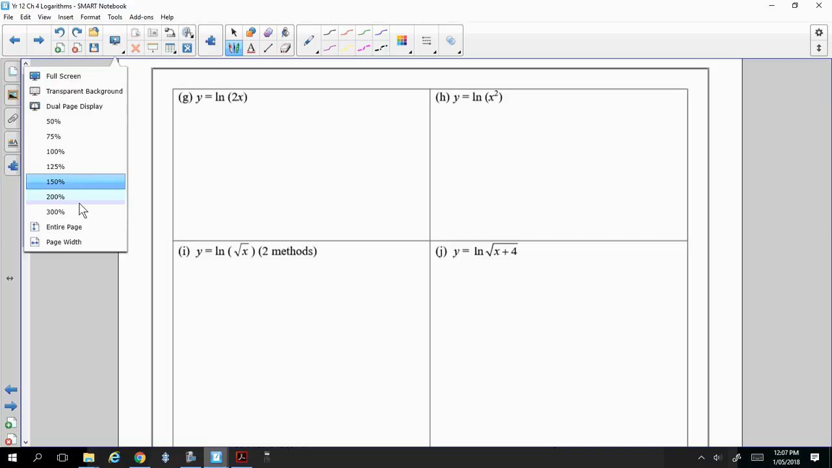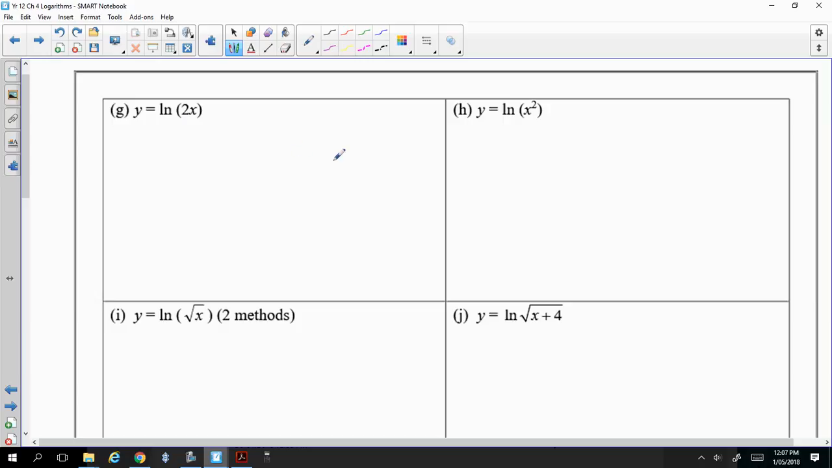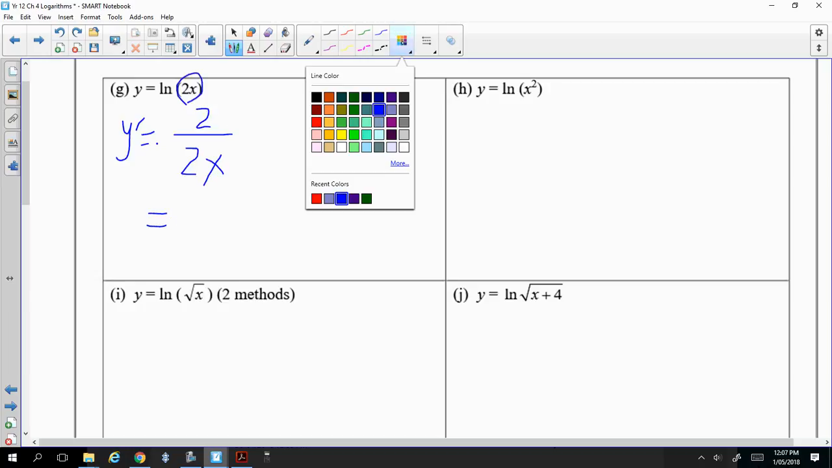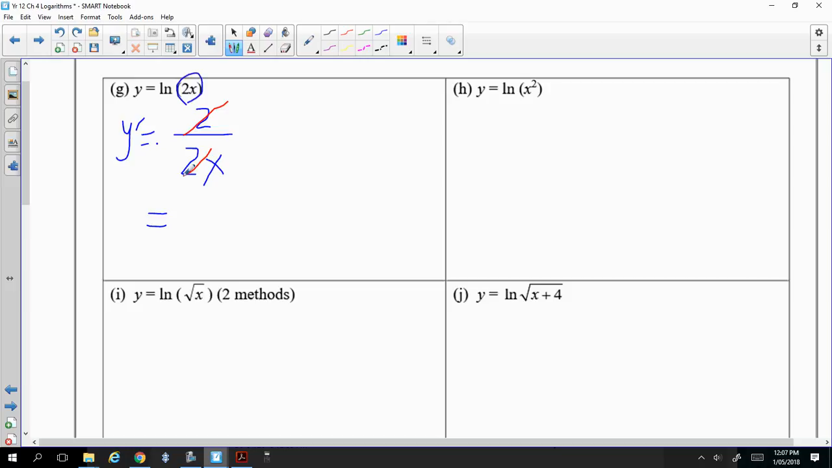Okay. Next one, you use the same rule. So to find the derivative, copy the 2x in the denominator, then differentiate the denominator, which is 2. And then what happened to the 2? They get cancelled, so you get 1 over x. Okay, pretty easy.